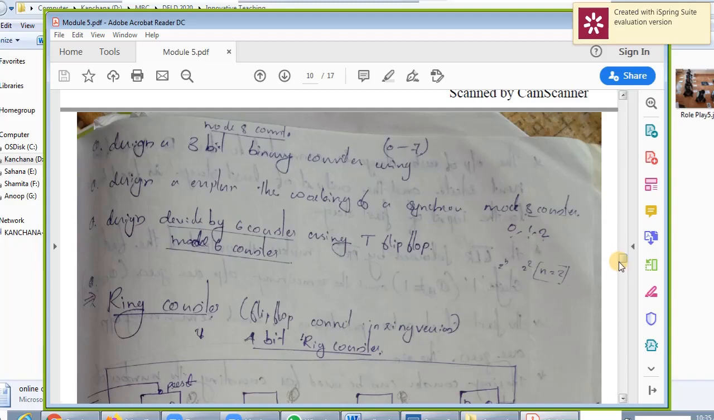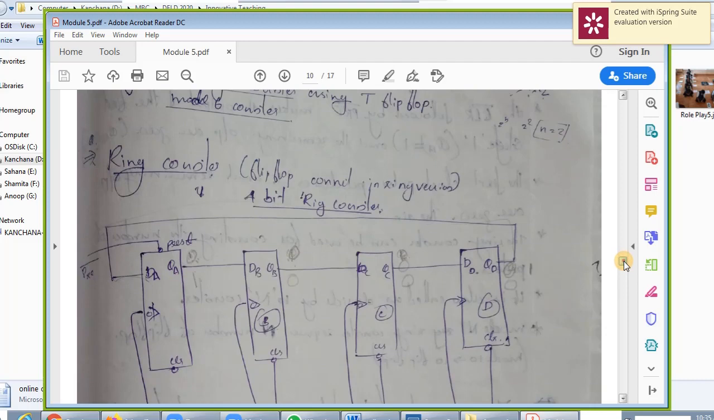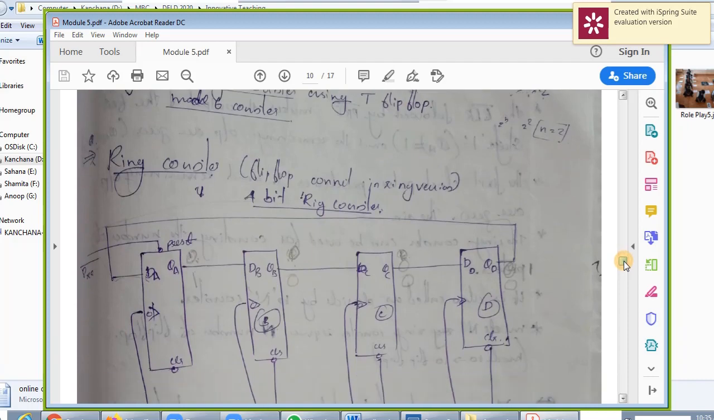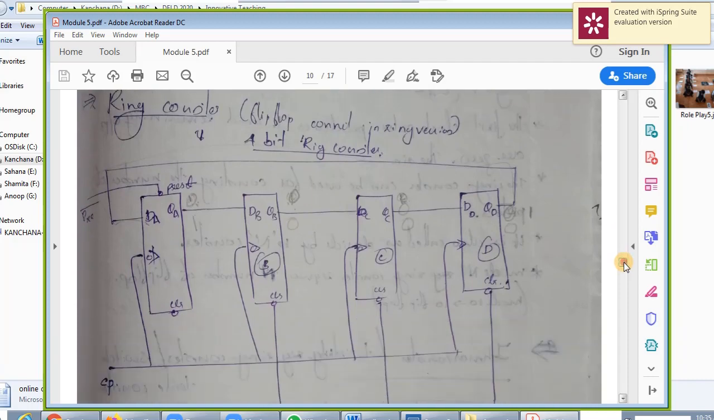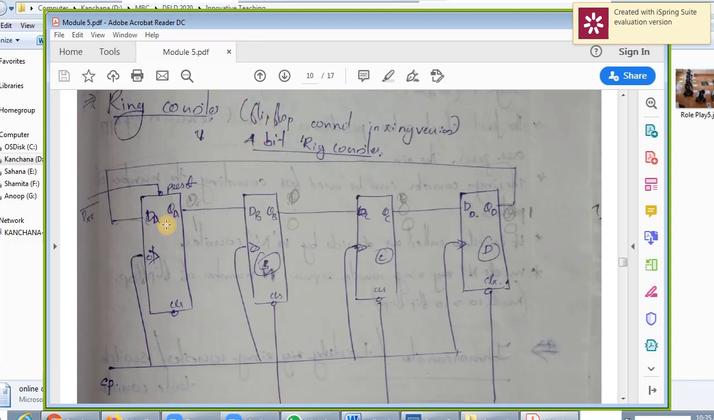Okay, so the next is the ring counter. It's a very important one. Ring counter and Johnson's counter, it is a very important one. Now we are saying a 4-bit ring counter. If they mention a 4-bit ring counter, you have to draw a 4-bit ring counter. If they are asking for 3-bit, it means only 3 flip flops you have to use. That's all. Number of bits means number of flip flops.